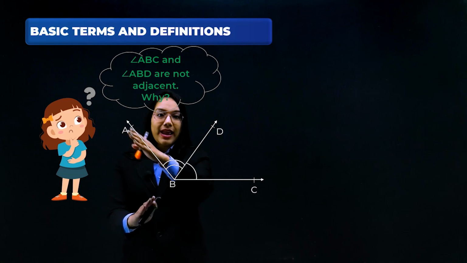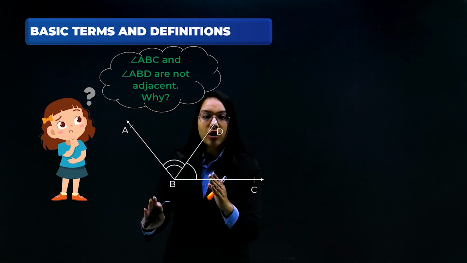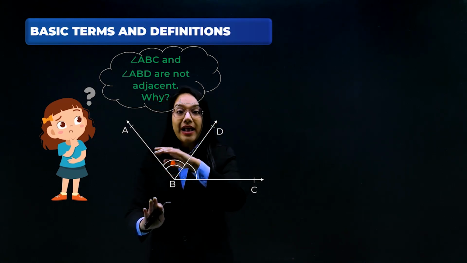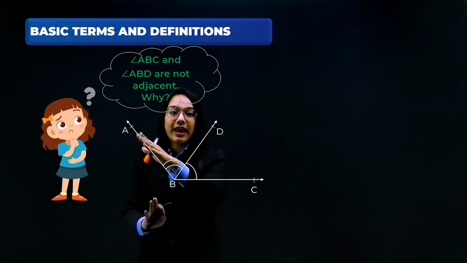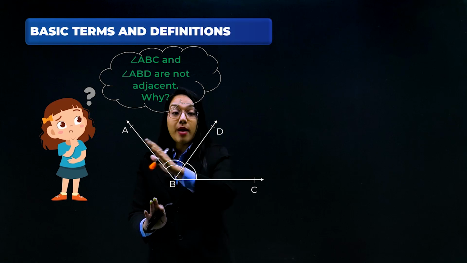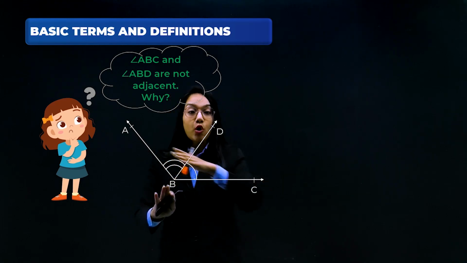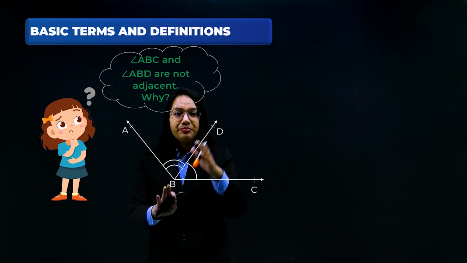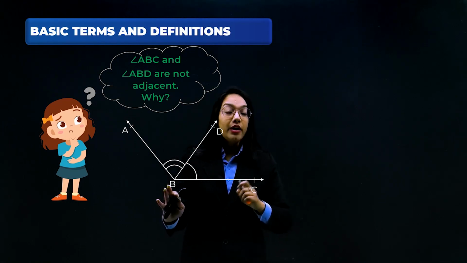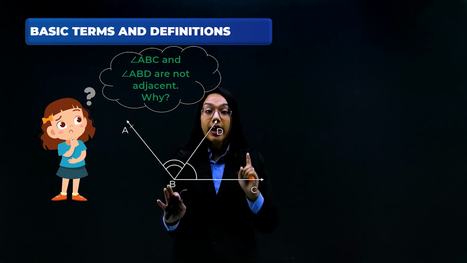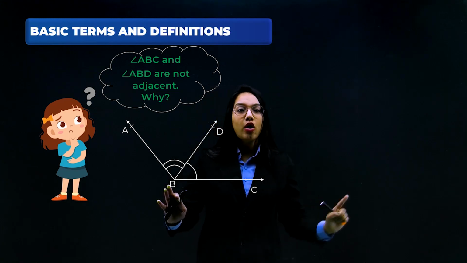ABC, I'm talking about this whole particular angle, and the other angle is ABD. So this is angle ABD. I'm talking about this whole angle, and I'm talking about this angle, that is ABD. So the question arises over here is, ABC and ABD are not adjacent. Why are they not adjacent?